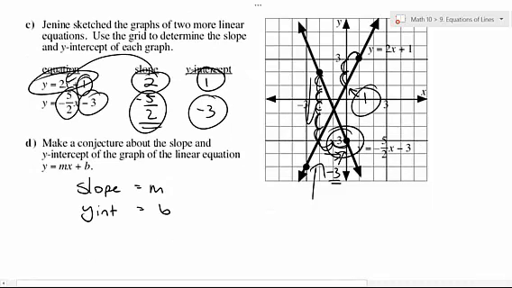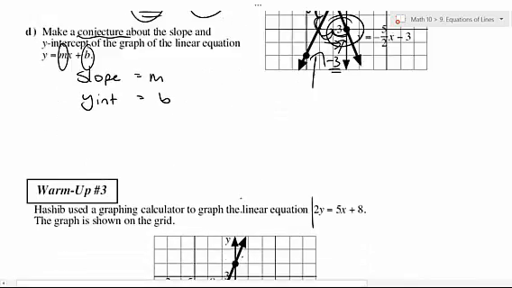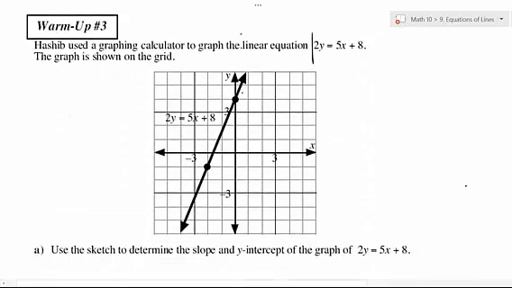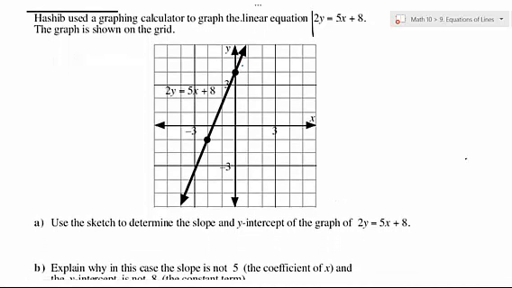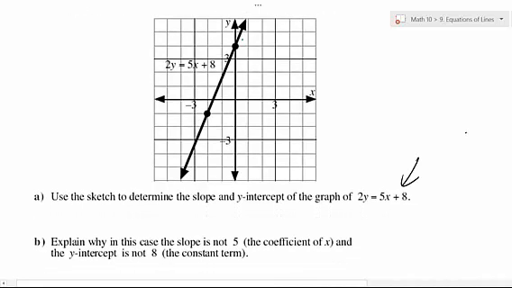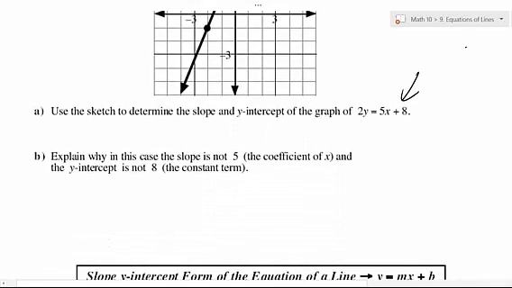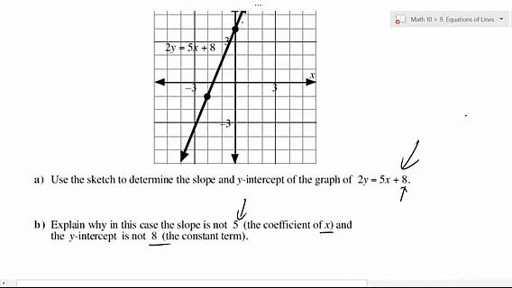So let's make a conjecture about all this. The slope is m and the y-intercept is b. Okay? Now what I'd like you to do is take a look at warm-up number 3. I want you to use the sketch to determine the slope and the y-intercept of this graph, and then explain why in this case the slope is not 5, which is the coefficient of x, and the y-intercept is not 8, even though this is what we see here.